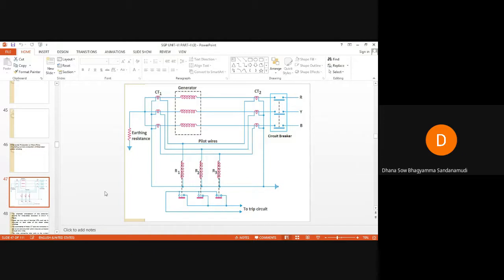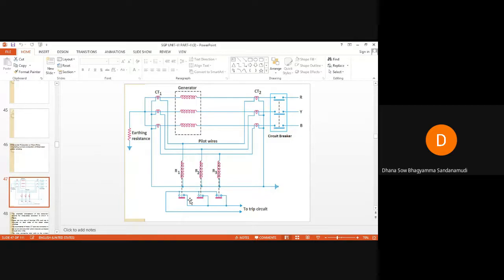So these relay coils R1, R2, R3 are connected in star, and their neutral point is connected to the common CT neutral point. This is the common CT neutral point. Let us assume this is the common CT neutral point.